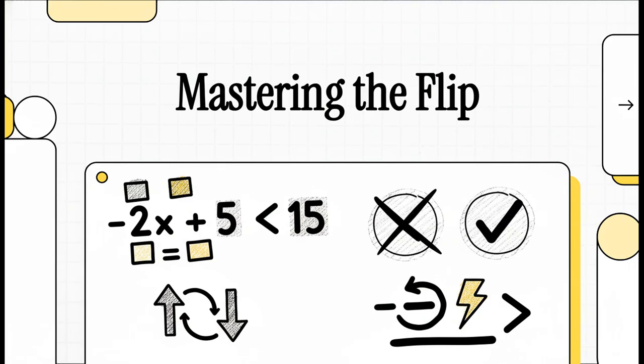So today, we're going to tackle a type of algebra problem that seems super simple at first glance, two-step inequalities. But, and this is a big but, there's this one sneaky trap that gets almost everybody. Stick with me and you'll learn exactly how to spot it and cruise right past it every single time.